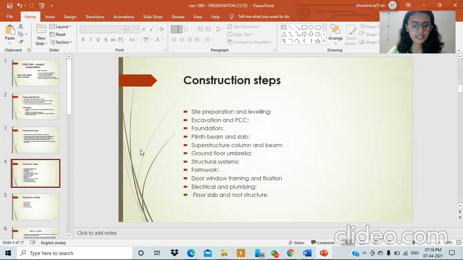Then next are the construction steps. The first is site preparation and leveling. The construction site must be cleaned before the work is executed, and this involves removal of roots, grass, and debris, and also leveling the ground area. And then excavation and PCC.